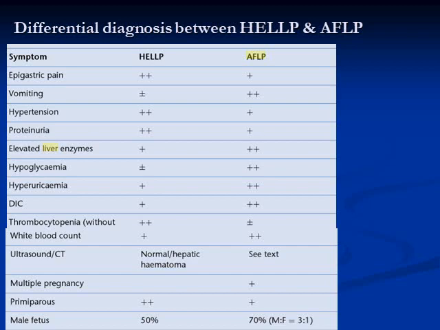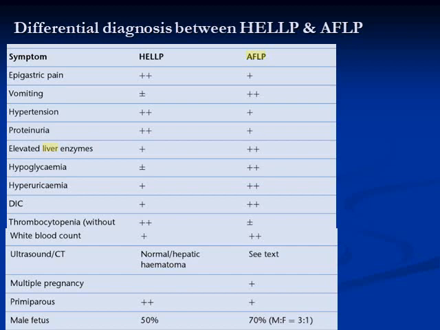Thrombocytopenia is more in the HELLP syndrome, but the elevation in the white blood cell count is more with the acute fatty liver of pregnancy. The ultrasound reveals hepatic hematoma in HELLP syndrome, while in the acute fatty liver we may see hepatomegaly.